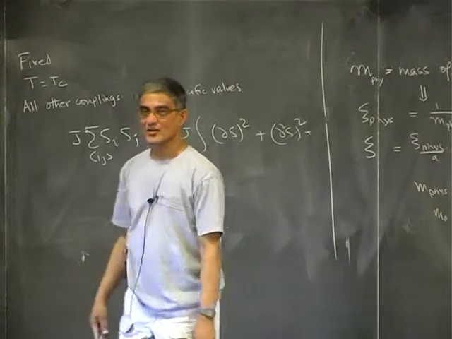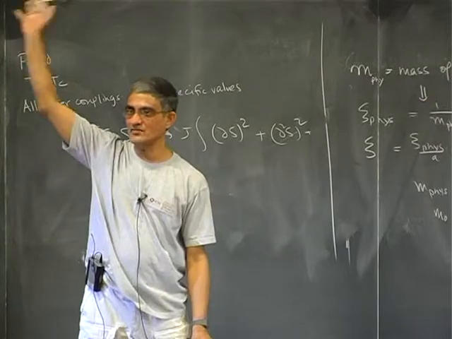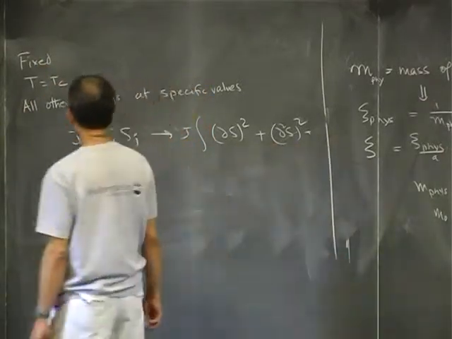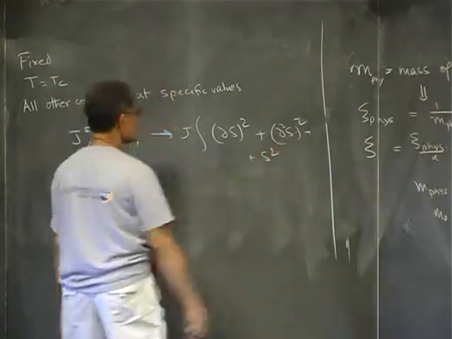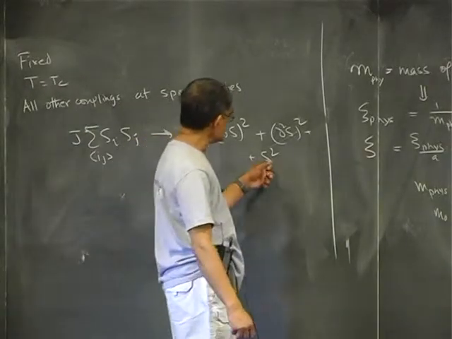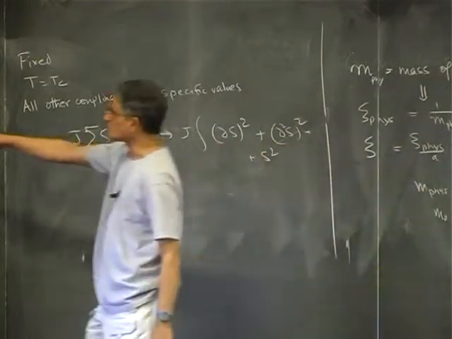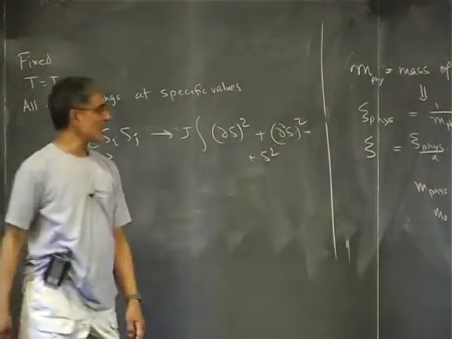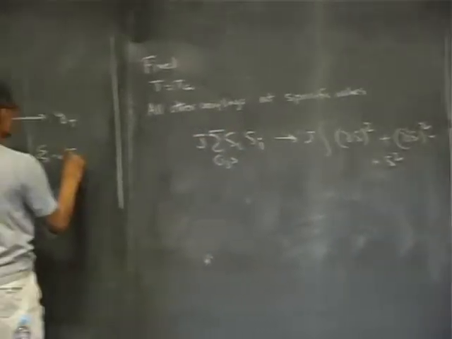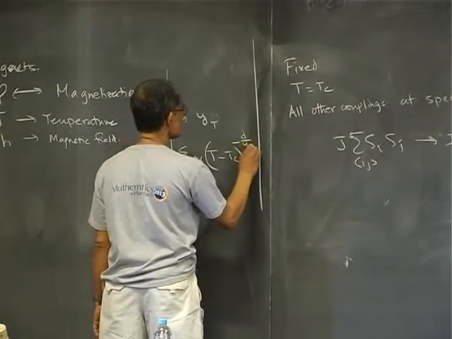This is a theory which I have written down, which has specified values for all the irrelevant couplings. These are all irrelevant couplings in the theory. It will also have a term which is a square. As we will see, the only thing that matters is the value of this a square, and that corresponds to the temperature of the theory. Given this yt, you can easily show that this will go as t minus tc raised to the power d upon yt.